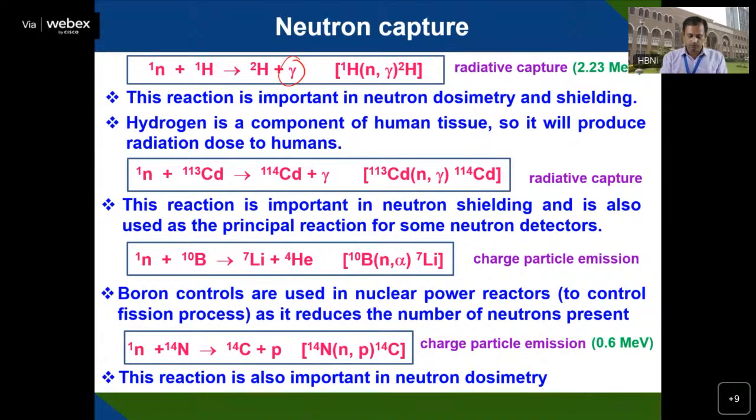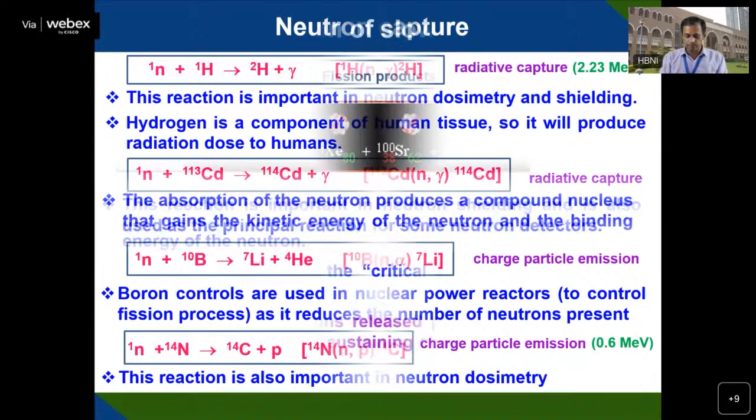This technique is used for different applications like neutron dosimetry or shielding, in the case of hydrogen, and in the case of boron, we use boron neutron capture therapy. So different applications are possible.